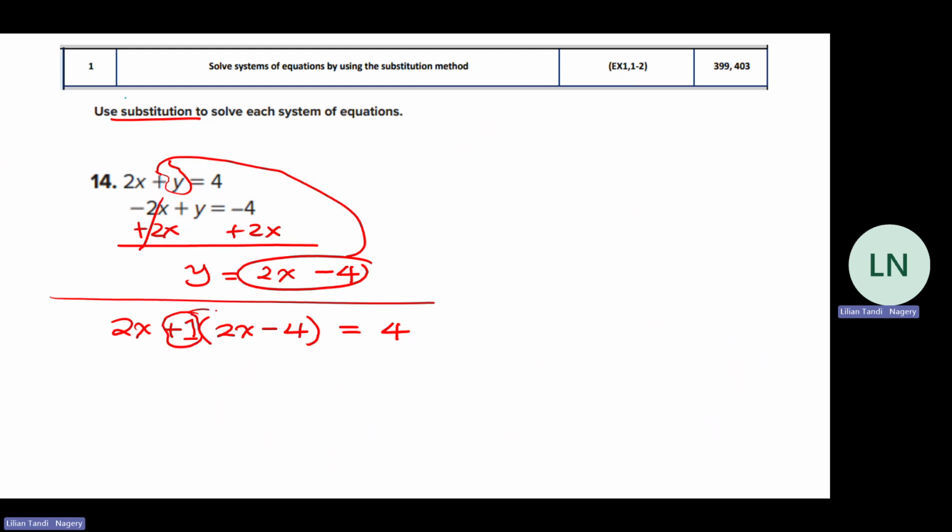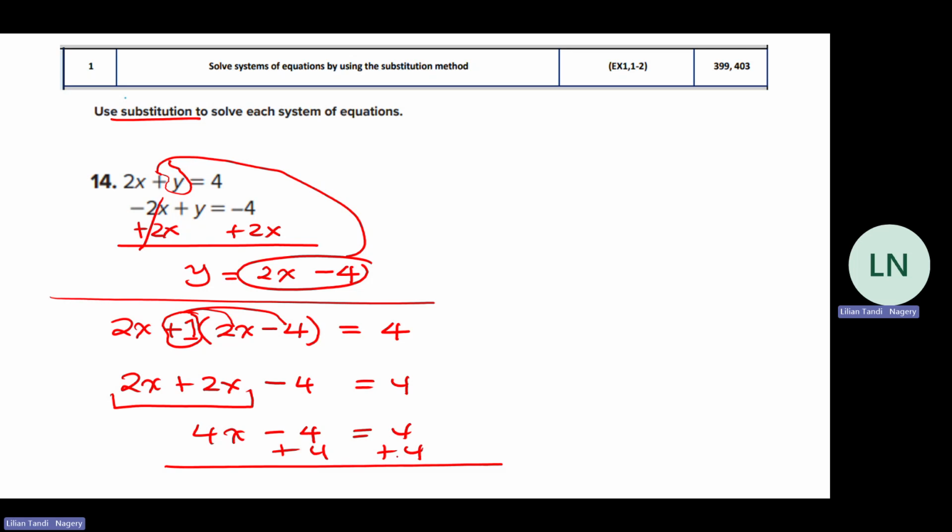Then we will do this. So 2x plus 2x minus 4 equals 4. This becomes 4x minus 4 equals 4. Plus 4, plus 4. You have 4x equals 8. Divide by 4, divide by 4. x is 2.